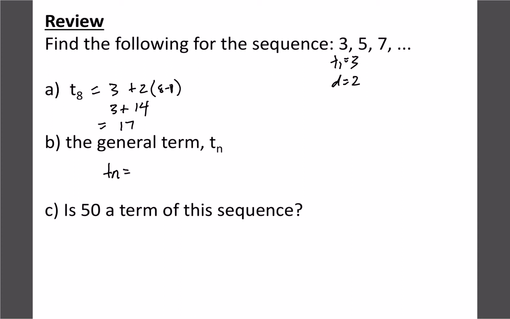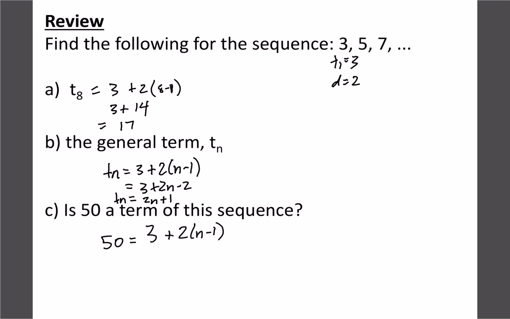So we'd have 3 plus 2 times n minus 1. We could leave it like that, or we could actually FOIL it out and simplify it a little bit. So we'd have 2n plus 1 would be our final answer. And the last one is, is 50 a term of the sequence? So remember, we put 50 in as our t of n, and we actually see if we actually get a whole number for n.